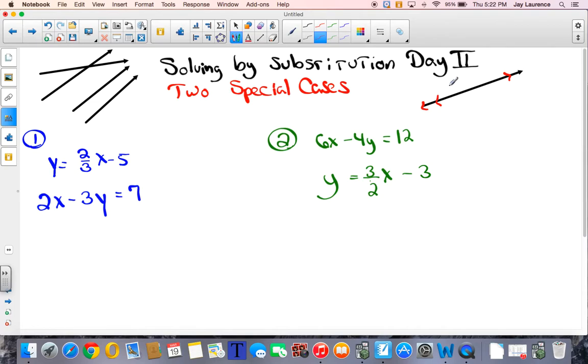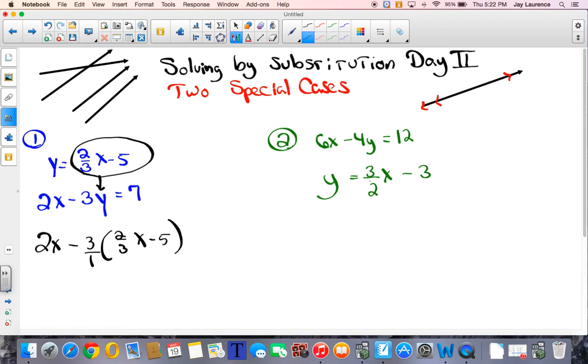So we're going to look at what happens algebraically. Graphically it's pretty easy to see, but algebraically sometimes kids get a little bit confused. So let's do a couple special cases. Let's do problem 1. I'm going to solve by substitution. Y is already alone, so I'm going to take this 2/3 x minus 5 and substitute it in for y. So I've got 2x minus 3 times quantity of 2/3 x minus 5.